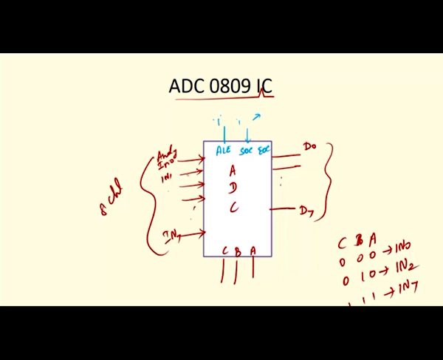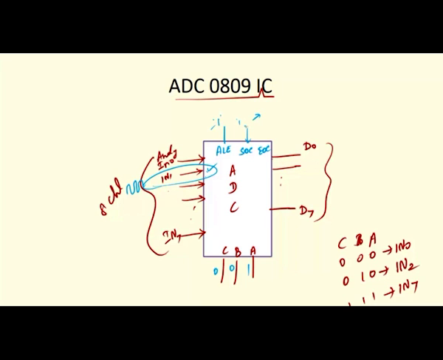After giving the input, suppose you are giving the input on channel 1, say a sine wave. The sine wave is ready, and here I have given 0 0 1, so the corresponding channel is selected. After selecting the channel, ALE is high, and whenever SOC becomes 1, only then does it start to convert the analog signal into a digital signal. Now I have applied the value 1 on SOC, so it starts the conversion.